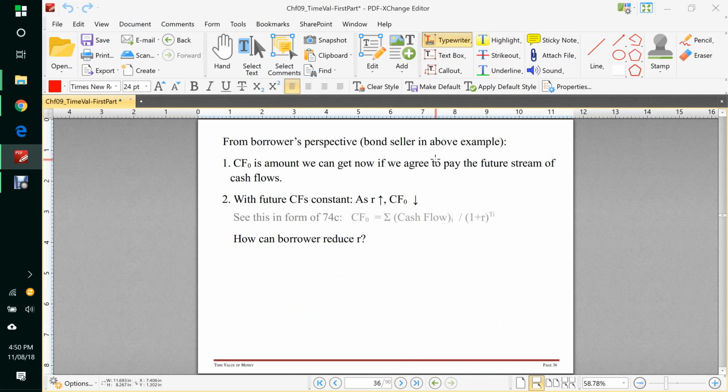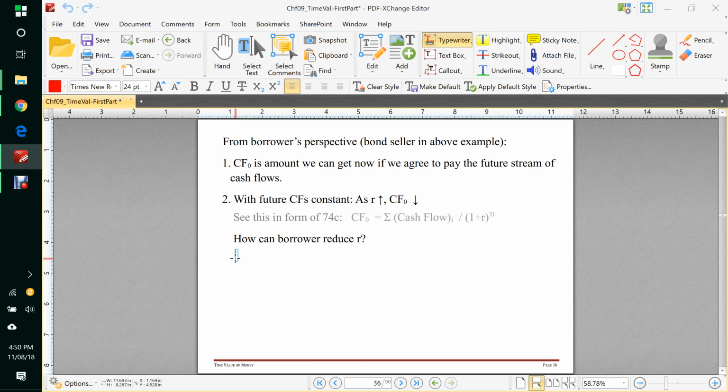Okay, from a borrower's perspective, CF0 is the amount we can get now, a big pile of money right now for contractually agreeing to pay the future stream of cash flows, okay? And for a borrower with the future cash flows constant, as the interest rate goes up, the amount we can get goes down. So we want to reduce, as borrowers, our interest rate. How can we, in the real world, reduce our interest rate?